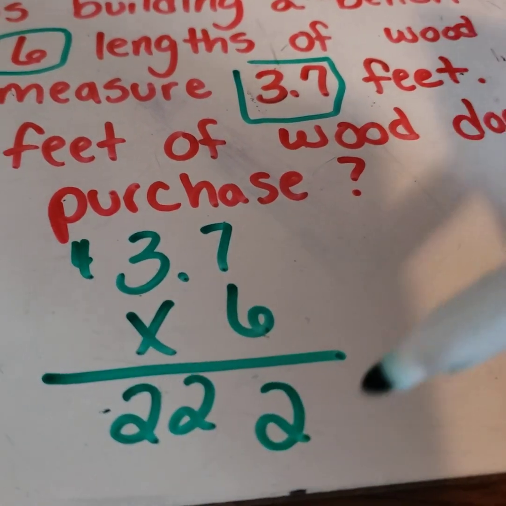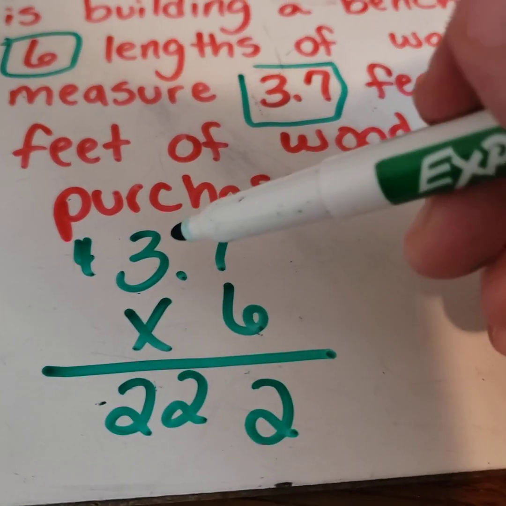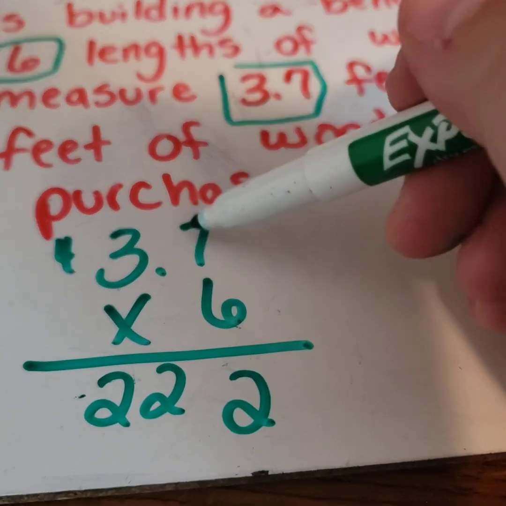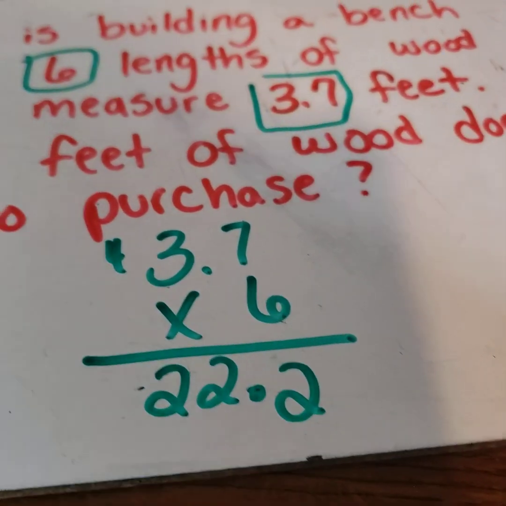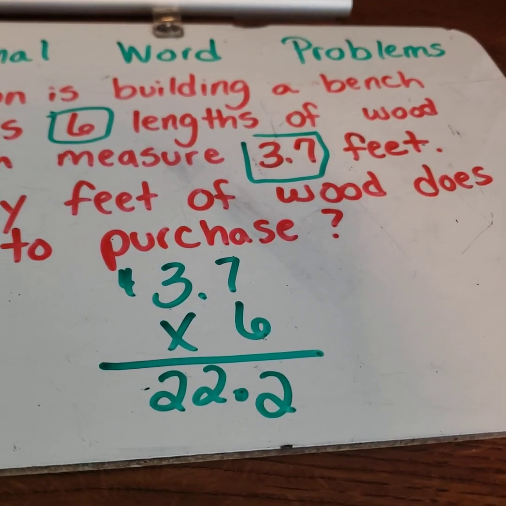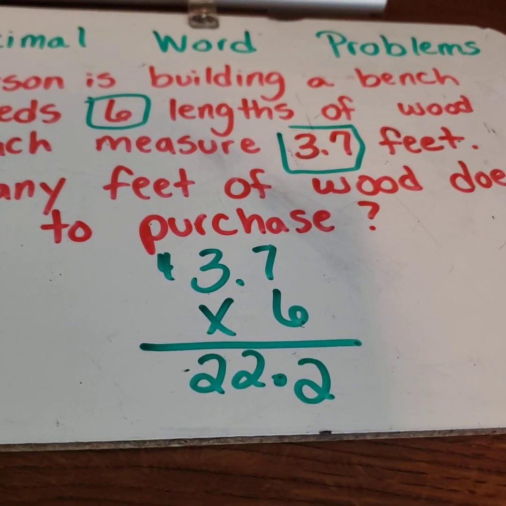Then I've got to decide where to put my decimal. Come back to my problem. We follow our rules. Locate the decimal, count. How many numbers do you have behind? You have one number. So you come here, you count over 1, and your answer is 22.2 feet of wood.